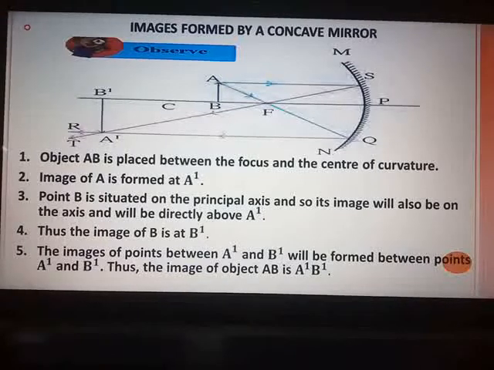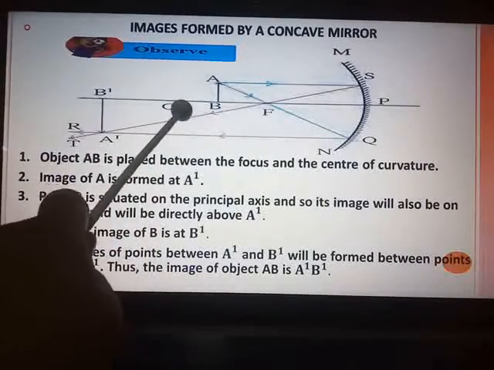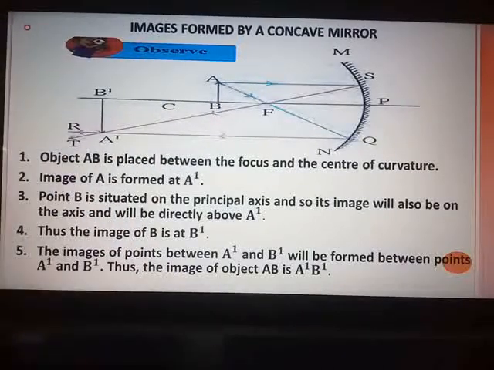So from this, what we can see is that when the object is placed between the focus and the center of curvature of the mirror, where is the image formed?